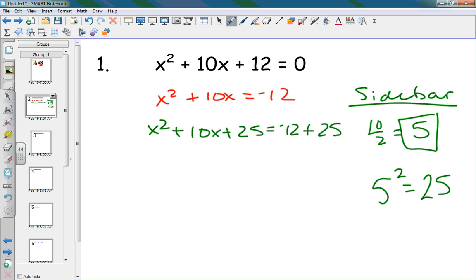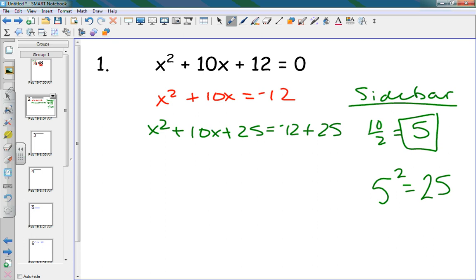Why do I have to add that to both sides? Because what you do to one side, you must do to the other side. The equal sign is your balancer. Now, go ahead. Draw an arrow down from the 10, and you take half of that, so it's 5.